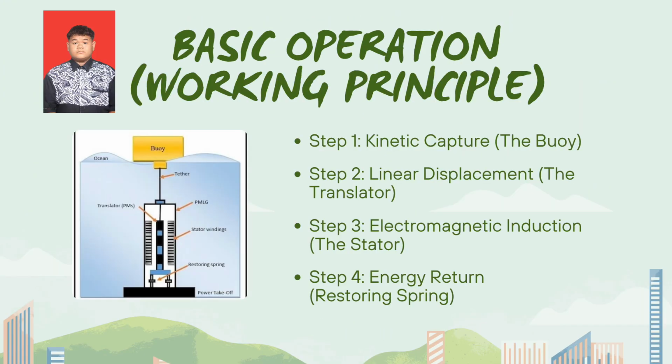Now, let's look closer at the internal working principle of this device, which is a permanent magnet linear generator. For step 1, the process starts at the surface with kinetic capture, where the buoy moves vertically with the wave's oscillation. For step 2, the motion is transferred down to the tether, then to the translator, which contains permanent magnets. It moves up and down linearly within the unit. For step 3, this is the core of the technology.